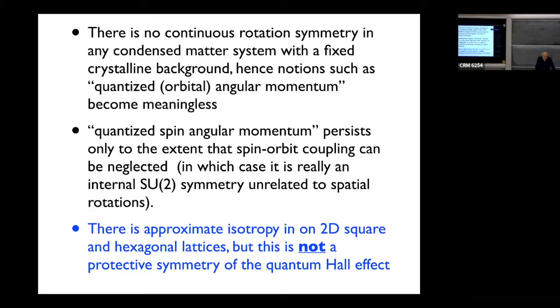Okay. So there's an approximate isotropy on 2D square and hexagonal lattices. The lattice symmetry is important in various crystalline-type topological insulators. There's lots of interesting things that happen for special cases of corners of cubics and things like that. But in the quantum Hall effect, none of these lattice symmetries are protective symmetries, right? So you're absolutely barking up the wrong tree if you include unrelated symmetries which have no relation to the fundamental system, right? That's why it's not a protective symmetry. You should not include it in your theory.